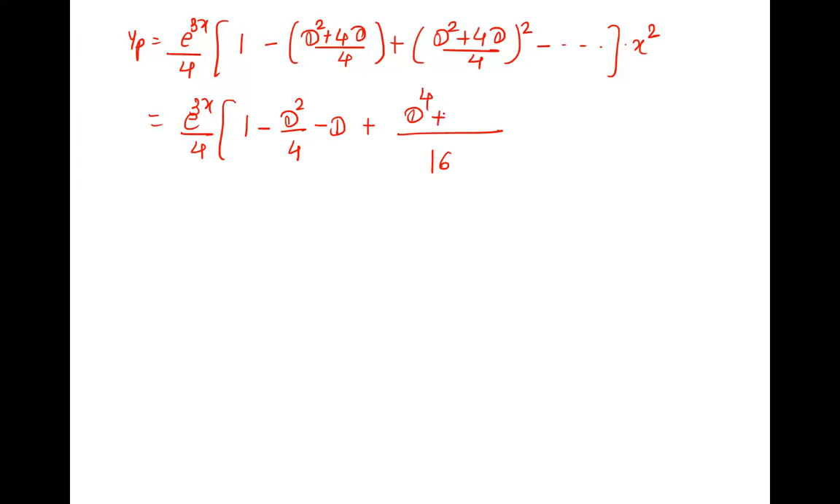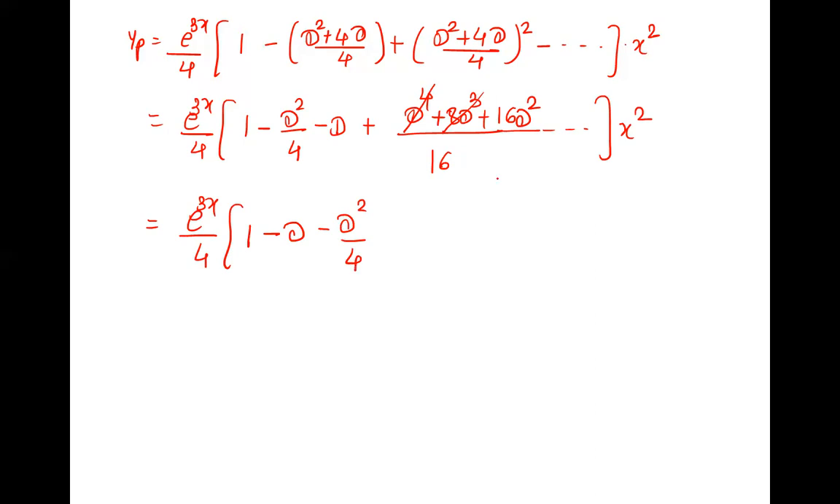Yes, plus 8 d cube, correct, plus 16 d square. Correct, minus so on, x square. What do I cancel? d cube and d raised to 4. Correct. So it is e raised to 3x by 4, 1 minus d square by 4 plus 16 by 16, 1 d square.